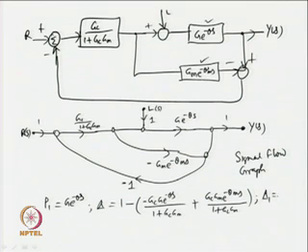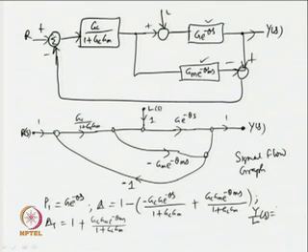Then how much will be the cofactor delta 1? This loop is not touching the forward path. Therefore, delta 1 is equal to 1 minus the loop gain not touching, so it will be 1 plus Gc Gm e to the power minus theta m s divided by 1 plus Gc Gm. After getting all these things, you can find the transfer function between y and L as P1 delta 1 upon delta. That will give you the transfer function between y and L, and how much will that be?